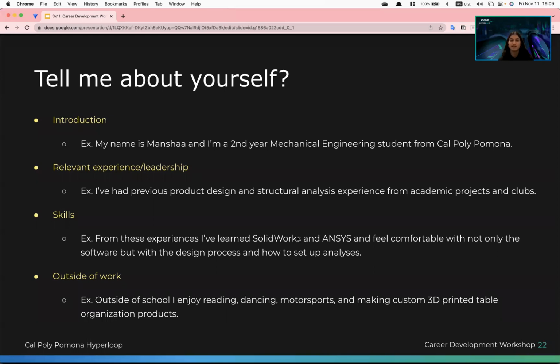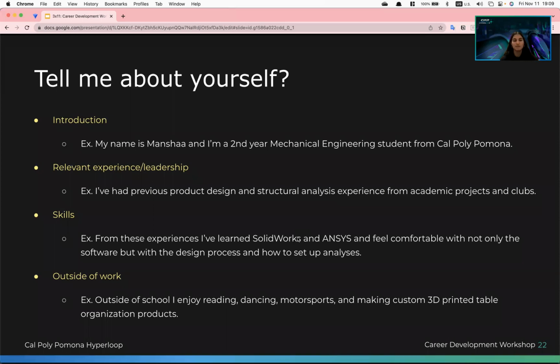And then I also specified that not only do I know the certain softwares, but I feel comfortable with the design process. And I said this because the stuff from SolidWorks can be transferred over to like CATIA or NX. So it's not really the software that's the hard part, but the idea of, okay, do I add something, do I subtract something? What type of features do I use? And those are quite similar throughout most 3D CAD modeling softwares, but a little bit changes on the user interface. So that's why I specified that.